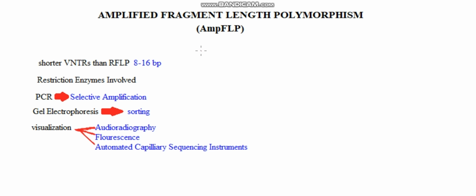Another technique that we're going to be discussing is the amplified fragment length polymorphism, or AMP-FLP. This technique involves shorter VNTRs than those in the RFLP procedure. They are approximately 8 to 16 base pairs in length.